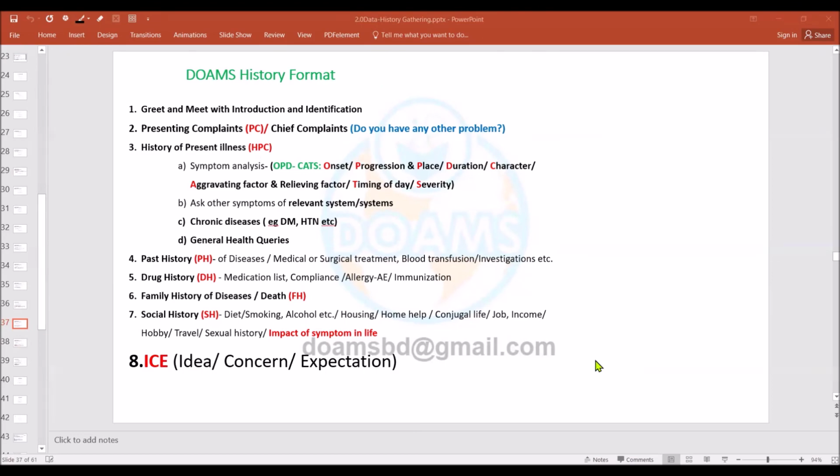Mr. Akhtar, Mrs. Akhtar, what do you think might be the cause of this symptom you have? Doctor, possibly I am having dengue, because I found many patients surrounding me. I hope not. This is the idea: the patient thinks she is suffering from dengue.